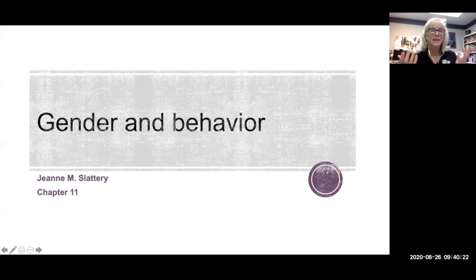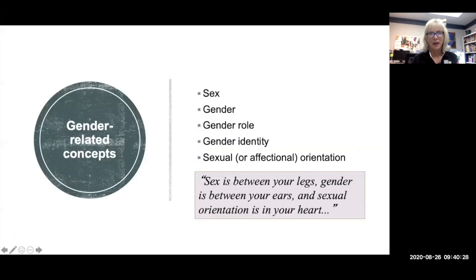Good morning. Let's talk about gender and how it affects behavior. As we're starting to talk about gender, I think we need to talk about some concepts that you're going to see in this chapter that are a little bit confusing and maybe used differently than other people might use them.